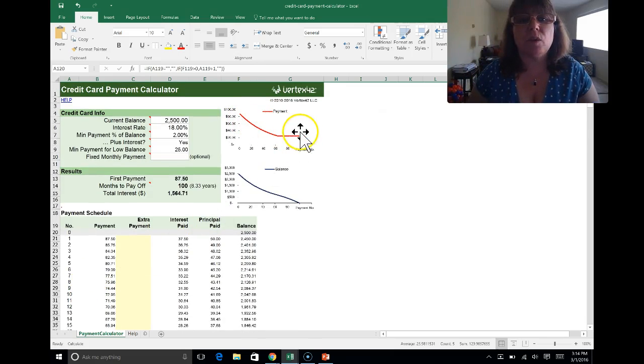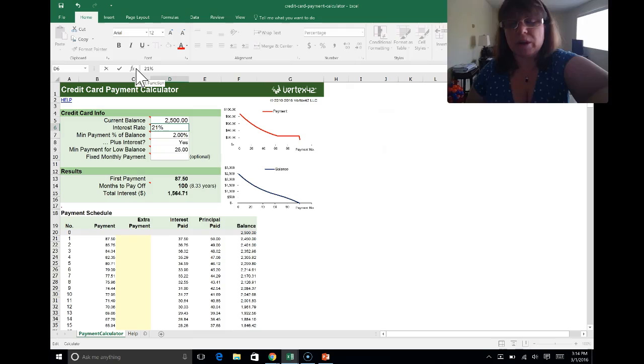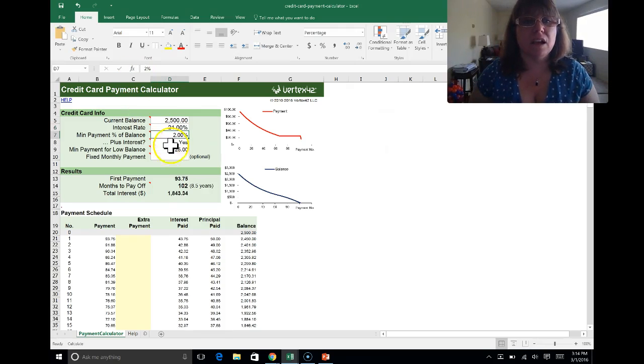It does a nice little graph of how your payment compares versus your balance. And perhaps maybe you have a really bad credit card and you're now charged 21%. Well, now it takes you an extra couple of payments to pay it off at that different interest rate. So anyway, I just thought I would share this with you. I thought it was kind of cool. I did just grab it from Vertex42 online. Kind of cool if you want to try it out. It was a free download.